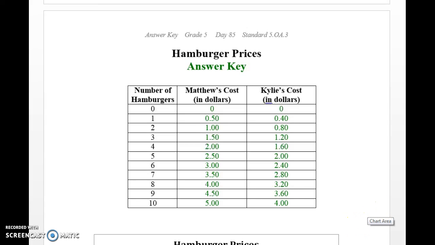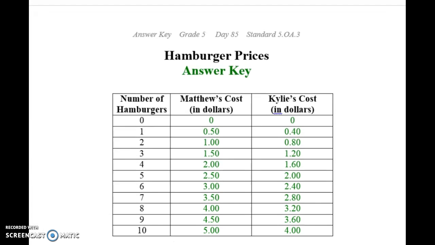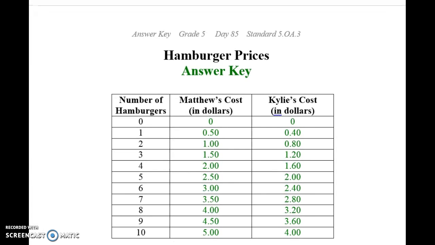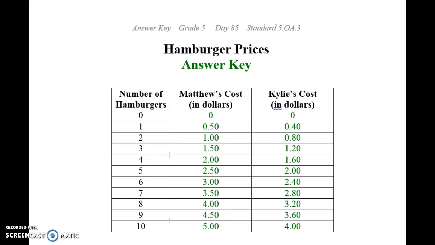All right, so this is part 2 of day 85. Your chart for hamburger prices should look like this after it's been completely filled in. Notice that it's basically a repeating pattern. What is the rule for Matthew's cost? What did we do? Plus 50 cents. Plus 50 cents. Plus 50 cents. What did we do for Kylie? Plus 40 cents. Okay? All right.